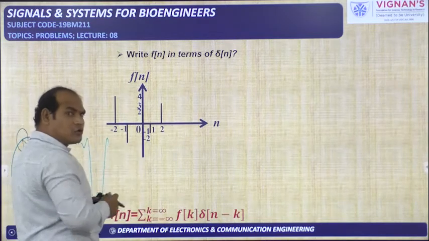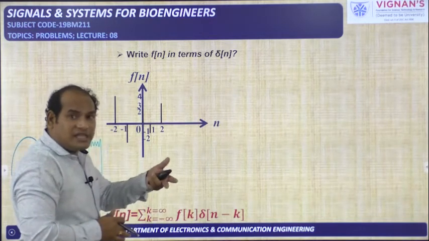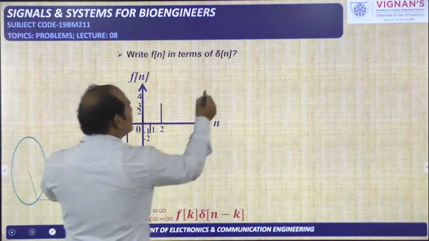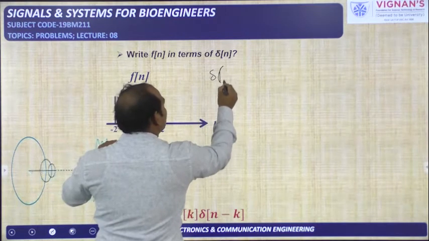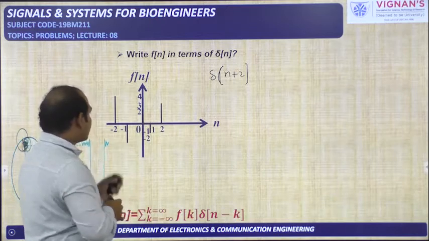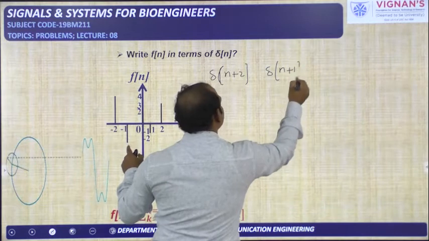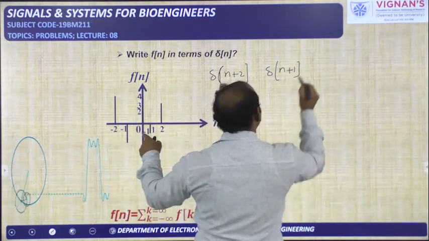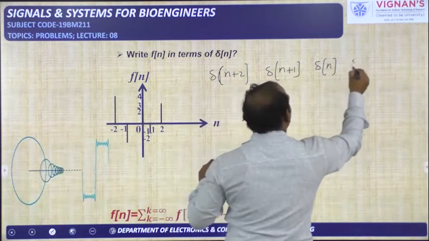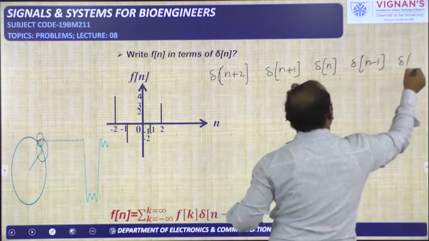So just now I have told that any sample can be represented with a modified form of the del of n. This sample is available at n is equal to -2. So this sample can be represented with del of n plus 2, because it is an advanced version, plus 2 I have to take. Another sample is available at n is equal to -1, so del of n plus 1. This sample is available at n is equal to 0, so del of n. Next, this sample is available at n is equal to 1, so del of n minus 1. This is available at n is equal to 2, so del of n minus 2.